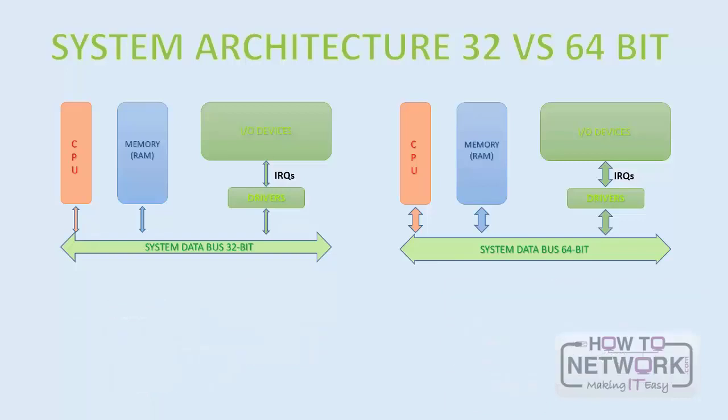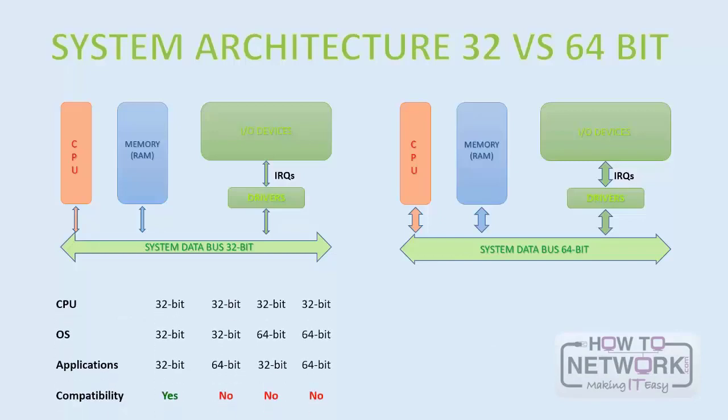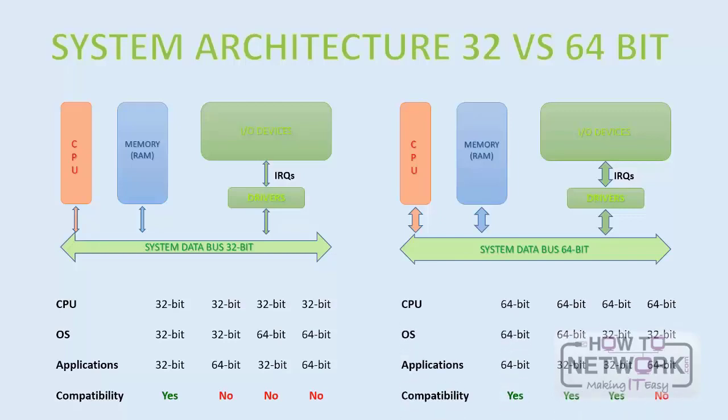So let's have a look at the compatibility features of the two systems. A 32-bit system is compatible only when the CPU and the OS application are 32-bit compliant. In other cases, there's no compatibility, as you can see in the chart. 64-bit systems are always compatible except for a 64-bit application. These can't run on a 32-bit OS.